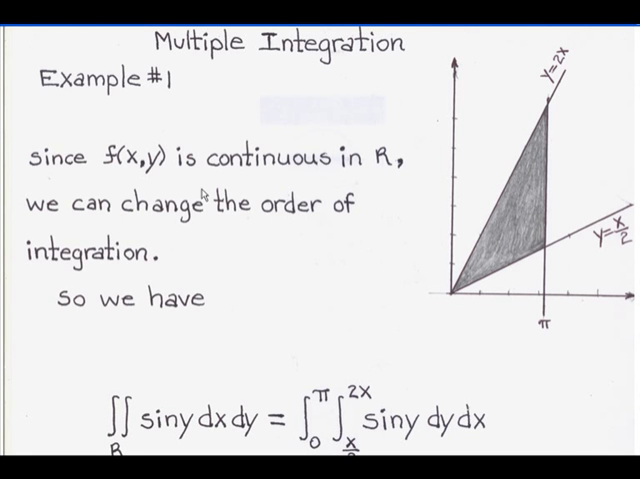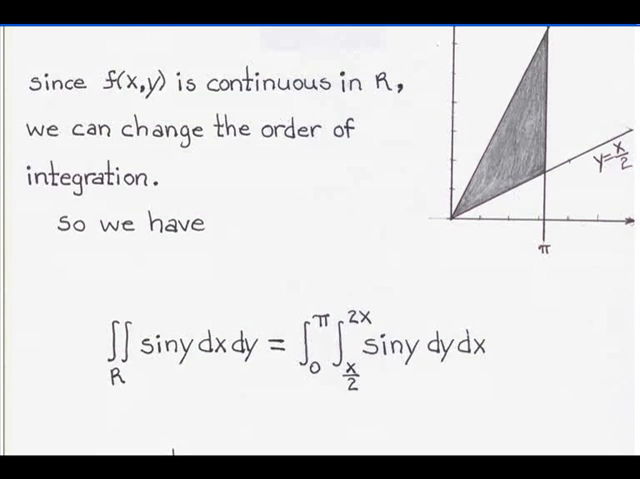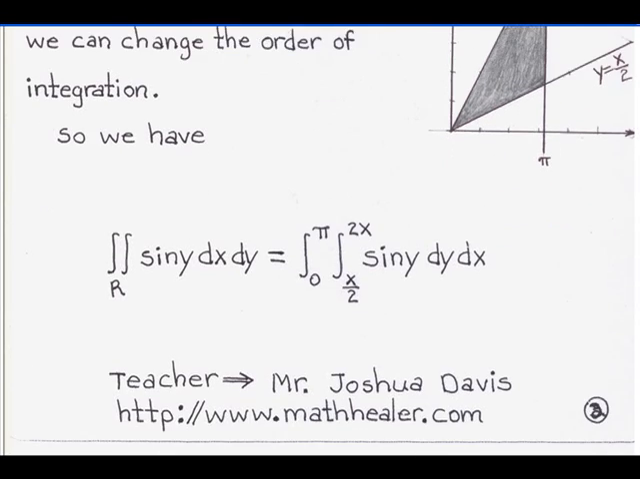Since f of x, y is continuous in R, we can change the order of integration, and we're going to do that so that it fits within the type 1 double integral problem, where x is bounded by numbers and y is bounded by an upper and lower function. So here's what we're going to do. We're going to apply that knowledge.